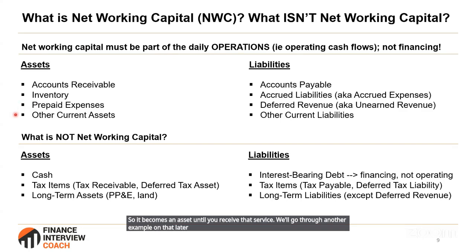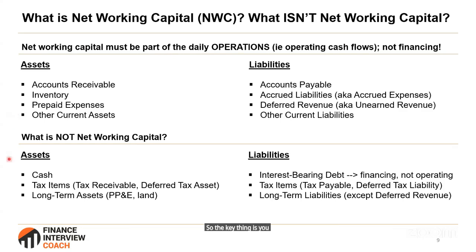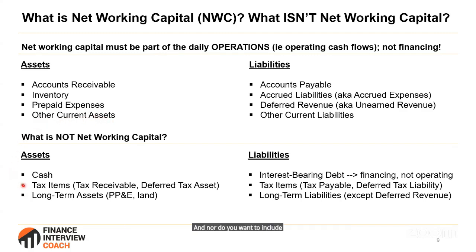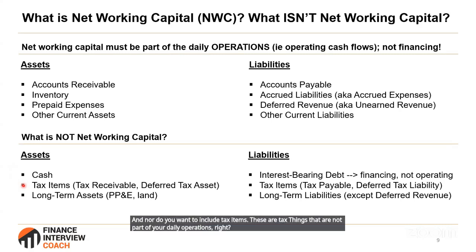Other current assets is sort of just a bucket. It could be any sort of random things. So the key thing is you do not want to include long-term assets. Okay, so if it says other non-current assets, you don't want to include that in your net working capital, nor do you want to include tax items. These are tax things that are not part of your daily operations, right? That's related to the way tax is calculated. It's not a core operational item.